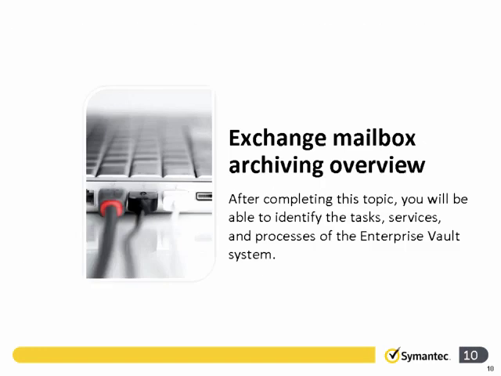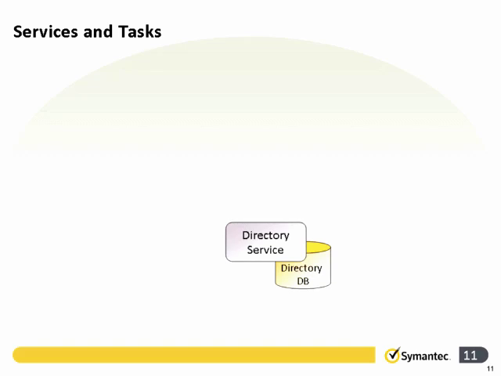Next, we want to look at an overview of the actual Exchange mailbox archiving process to help us identify the different tasks, services, and processes that are occurring to get our Exchange environment archived into Enterprise Vault. We're going to start off with the directory service. We've mentioned this in previous lessons. The directory service is responsible for maintaining all the configuration settings associated with the Enterprise Vault sites that belong to that particular directory. The directory service is going to have a directory database that it's going to communicate with.